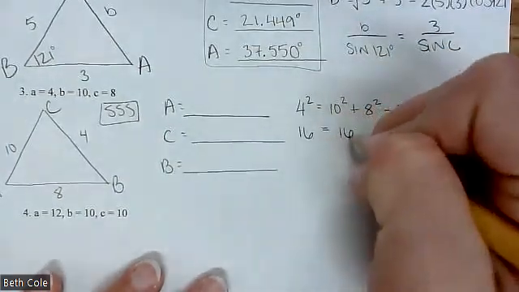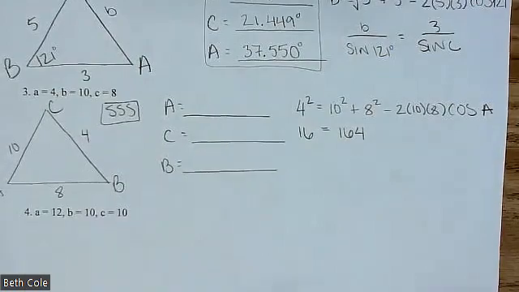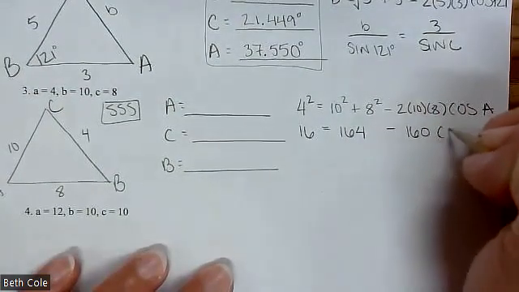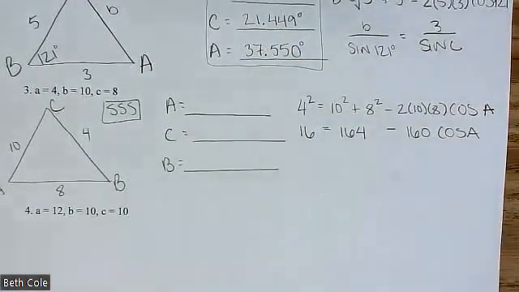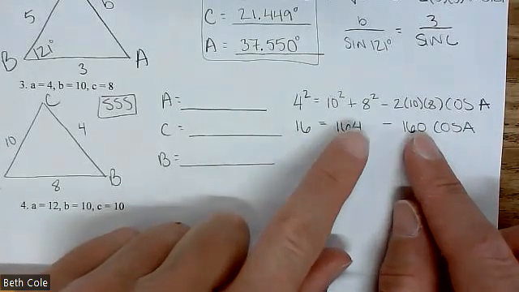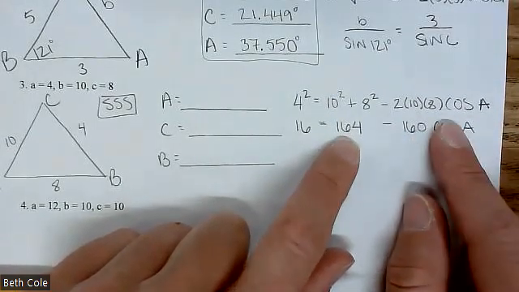So together, 164 minus 2 times 10 times 8. Now you get a calculator, but that would be 160 cosine A. Here is the most common mistake I see with this: people will subtract these and write 4 cosine of A. You can't do that. This one has a cosine and this one doesn't.